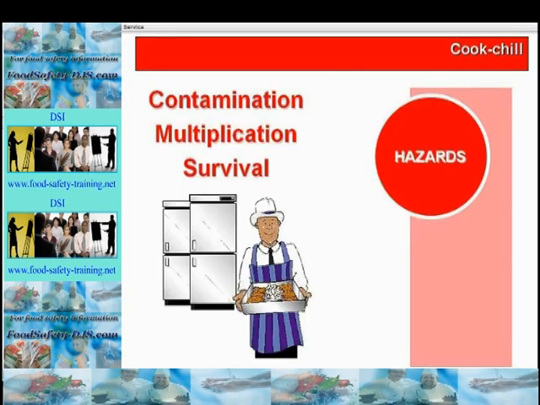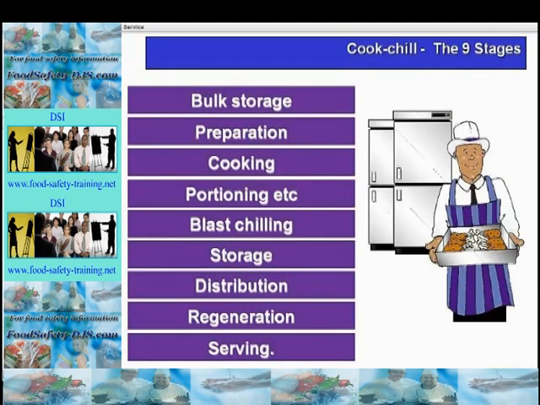Cook chill is a method of cookery, and it consists of 9 stages. First of all, the hazards with cook chill are contamination, multiplication and survival. The 9 stages in cook chill are as follows. First of all, bulk storage, where you need to have temperature control and to avoid contamination. Preparation, including portioning if possible.